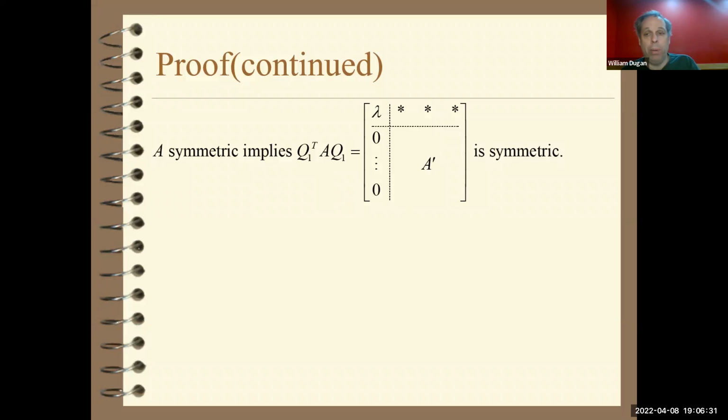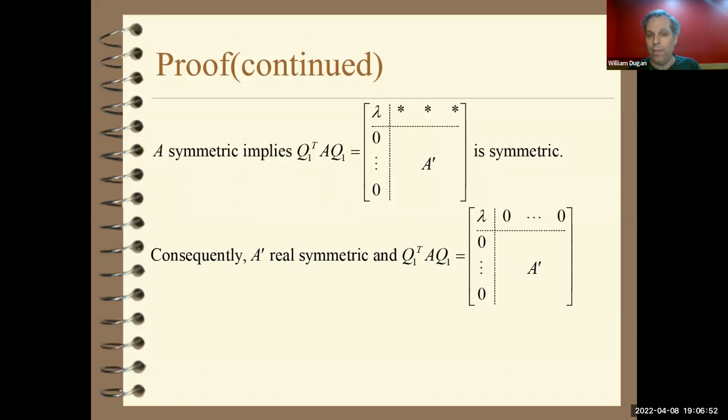Well, the only way that could possibly be symmetric is that the first row is a mirror image of the first column. So all those stars are actually all zeros. Every single one of them had to be 0. And we also can infer that A prime is also a symmetric matrix. So we now know that this matrix, Q1 transpose times A times Q1, has to look like this. Notice it's now been partially diagonalized. But we also know that A prime must be real and symmetric. And since A was n by n, A prime is n minus 1 by n minus 1. So it's a smaller size real symmetric matrix.